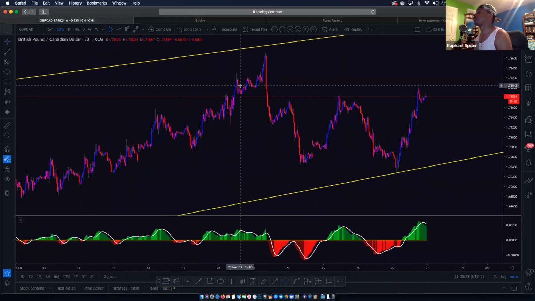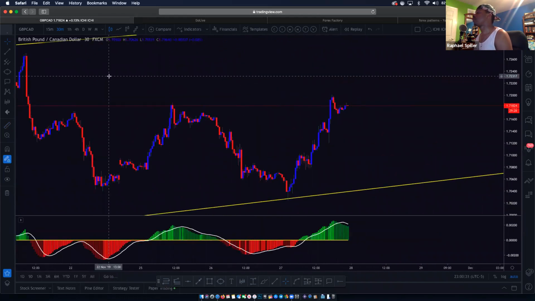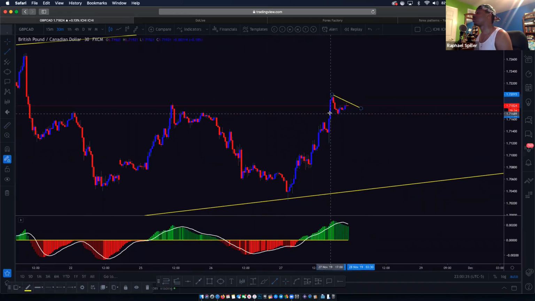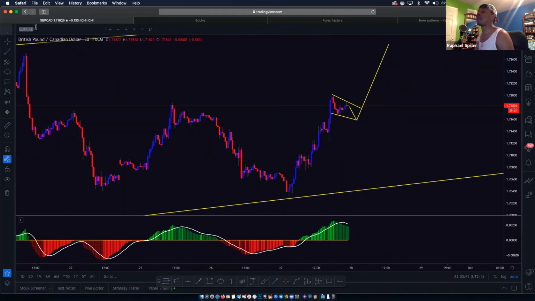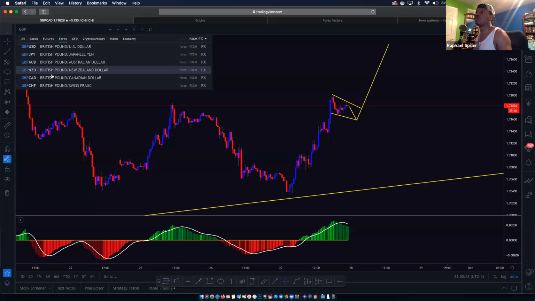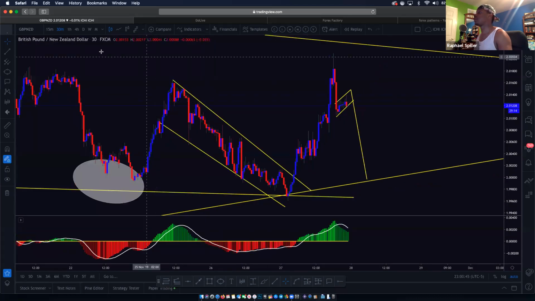Still made some money, but I got knocked out. So right now, I would just wait for a flag. Wait for it to calm down before you get that buy. And I think I might have missed that on GBP NZD. No, I didn't. Okay.